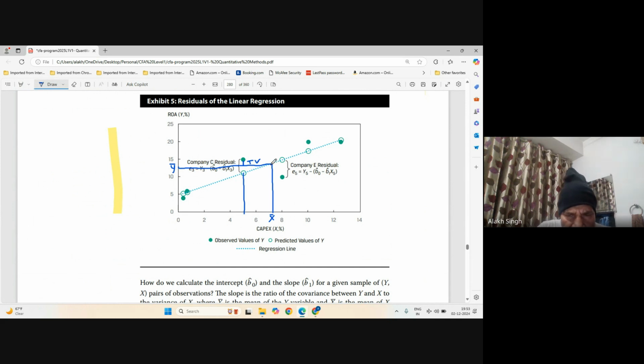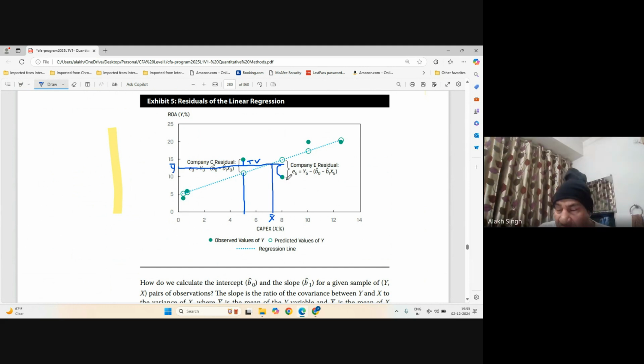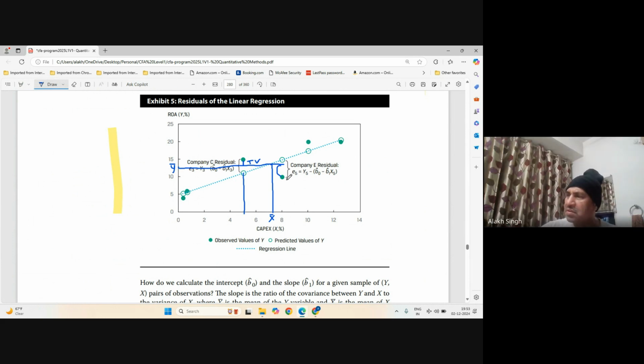Here, what has happened? Total variation in y is this one, the yi minus y bar. This is total variation. And here also, error is more, so error is overstated, overestimated. Error is more than y bar. So here it is overstated, and here it is underestimated.